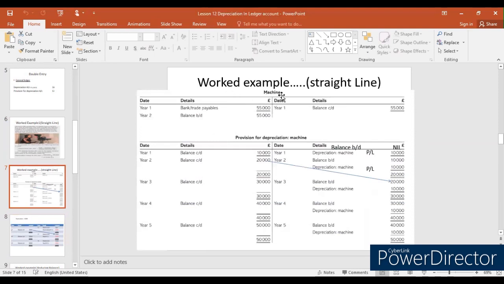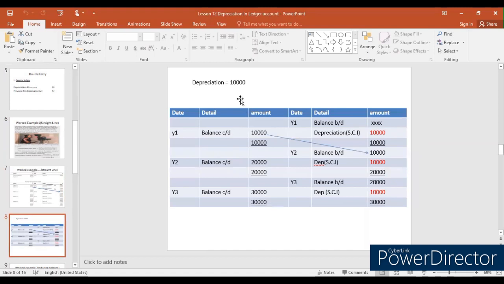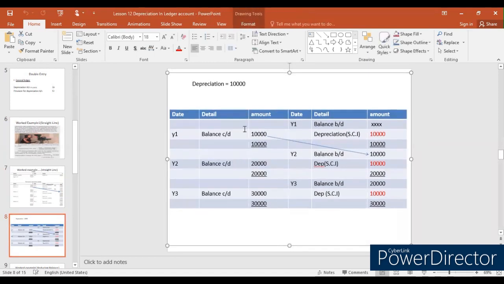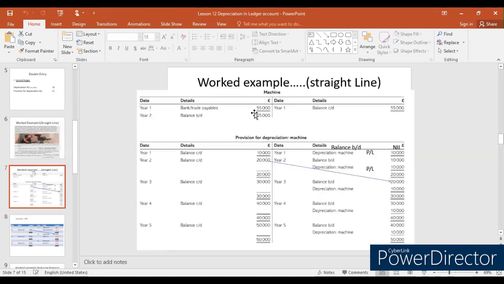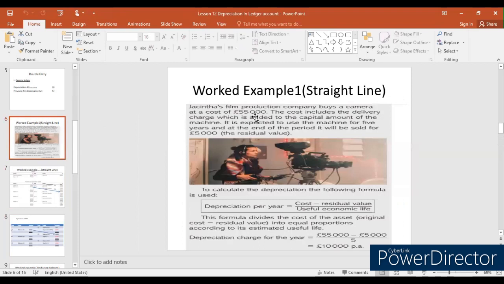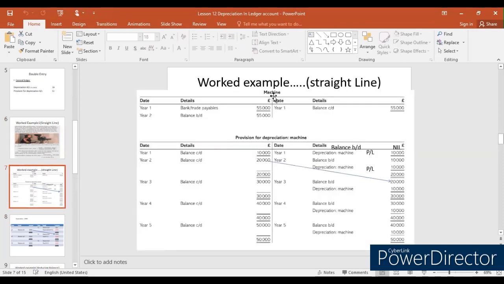Remember, the first thing is to have the machine account, and then the provision account. Please use this to get an idea; at the beginning it's easy to understand. When you bought the machinery, the double entry is machinery account debit, cash or bank credit. So machinery account debit 50,000, with bank or trade payable if you bought on credit. We don't know which, so it could be bank or trade payable. Then you can balance off these two. That's done.